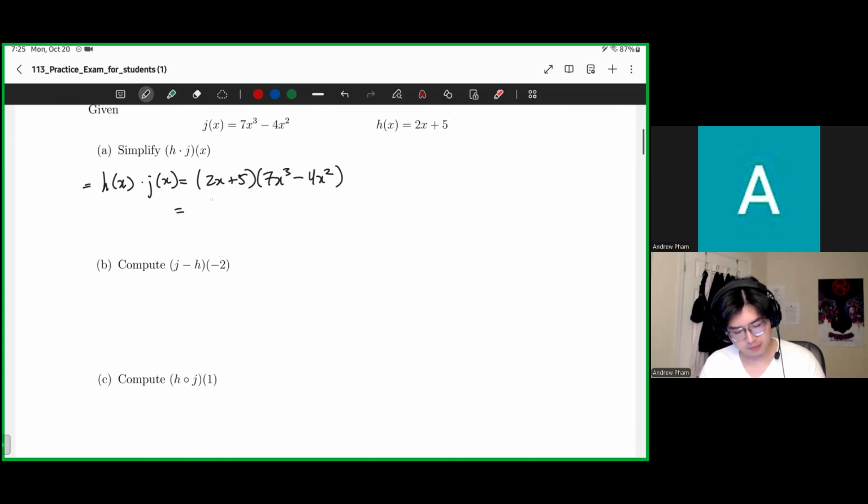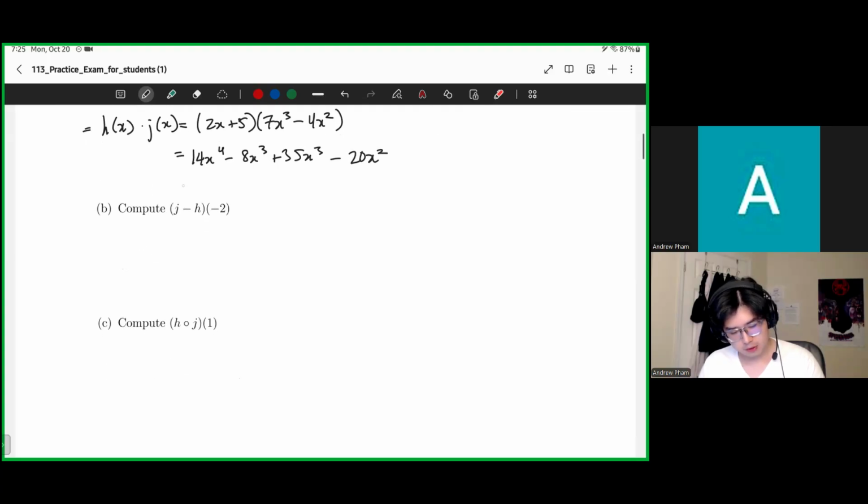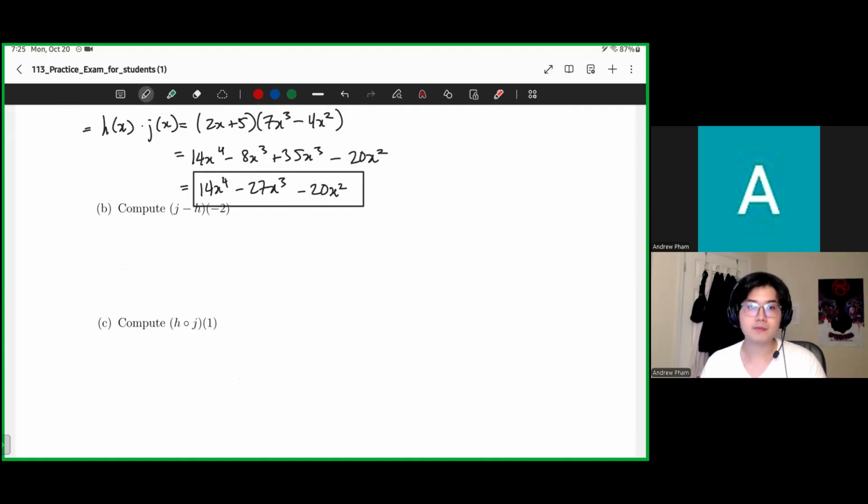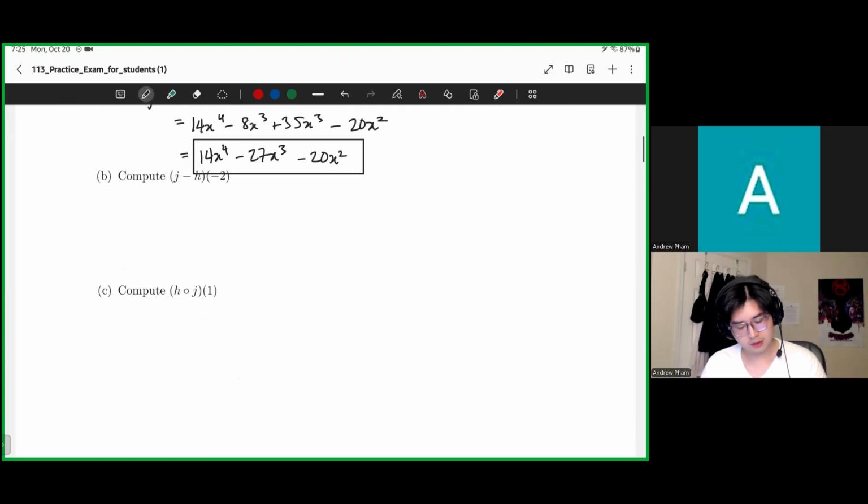If you follow this out, you should get 14x to the fourth minus 8x cubed plus 35x cubed minus 20x squared. So 14x to the fourth, my bad, minus 27x cubed minus 20x squared. Okay. Next, compute j minus h evaluated at minus 2.